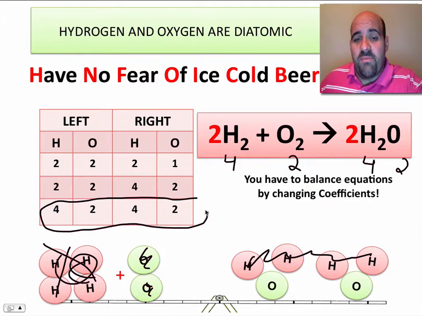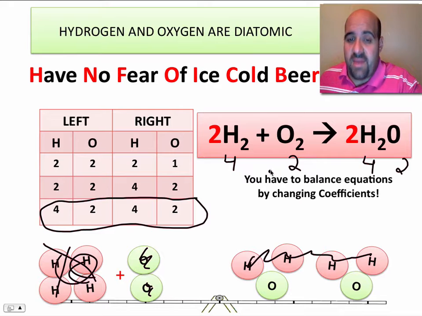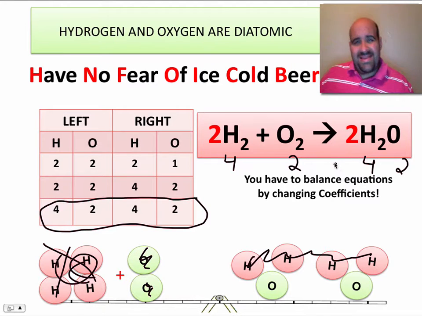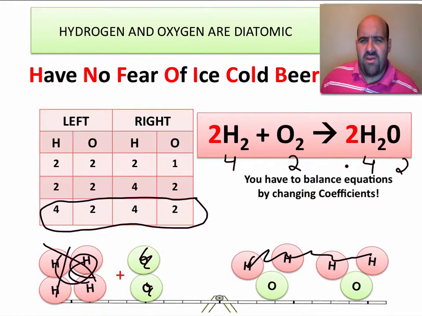So the actual chemical formula for the formation of water is 2H2 plus O2 yields 2H2O. That's the balanced molecular formula. And we're going to do a slew of problems like this, and you'll be very good at it.